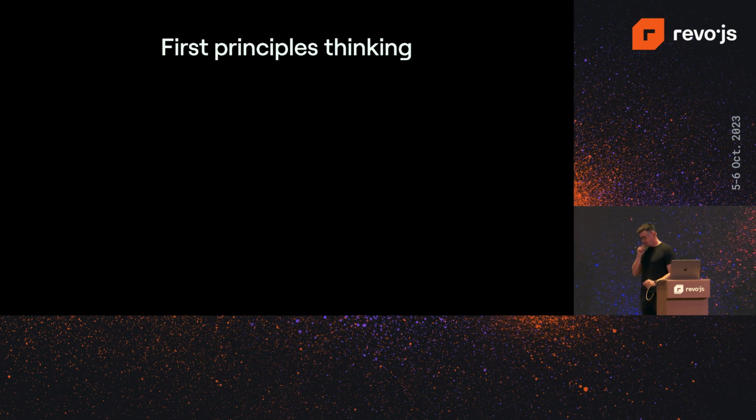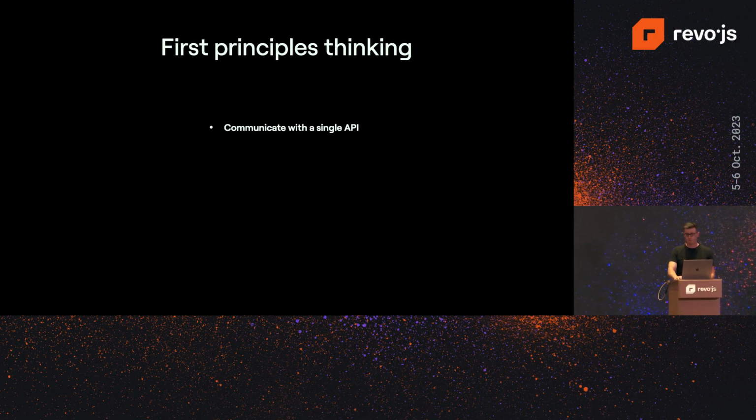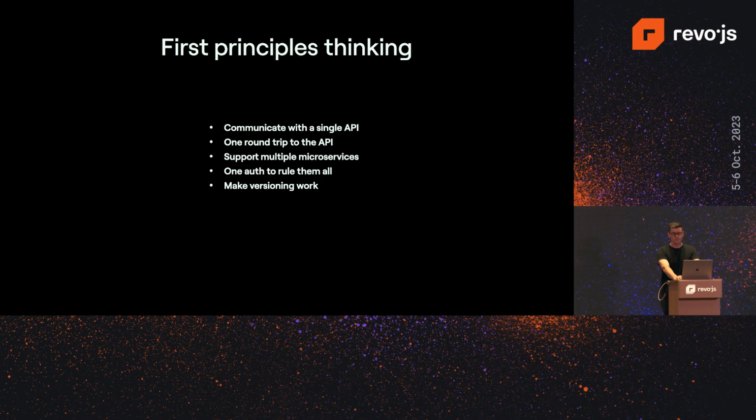But okay, let's see what an ideal case would be for a front-end application. Like, what do we want to do with the web app? So ideally, we would communicate with a single API. We would make one single round trip to the API. We would be able to support multiple microservices, with just one authentication layer. We kind of want versioning that doesn't suck, or maybe no versioning at all. And then ideally, we want to use type safety and code generation to avoid using tests, for example. Built-in, up-to-date documentation would be amazing, so we don't pass PDFs around. And then if there is some real-time support, that's really good.